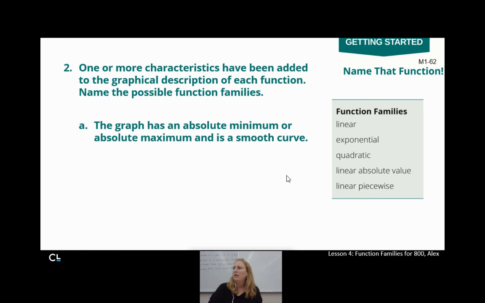Now, for number two, one or more characteristics have been added to the graphical description of each function. So name the possible function families. Again, I have a couple of these for you. Note, it's a little more specific now. It's narrowing it down. So go ahead and name the function family for each one of these. Hit pause to write it down, and hit play when you're ready to check your work.